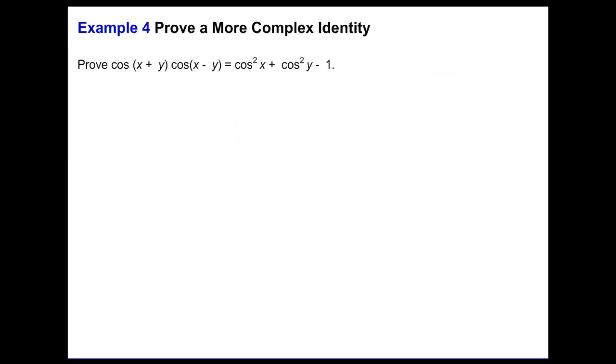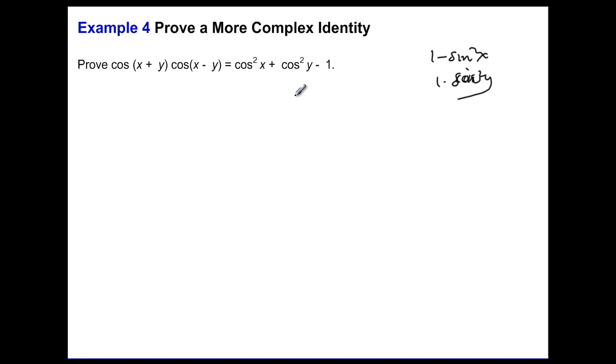The next example is a little bit more complex, but once again we're just going to break it down and use some of our knowledge from before. So I noticed that cos of x plus y could be expanded using the compound angle. Same thing with cos of x minus y. On the right hand side, I've got some options as well. I could rewrite this cos squared x as 1 minus sine squared x. Remember that from the Pythagorean identity. And I could write cos squared y as 1 minus cos squared y. Oops, sorry, sine.